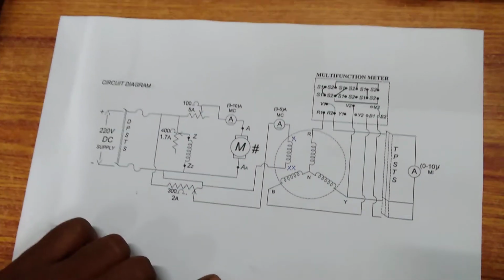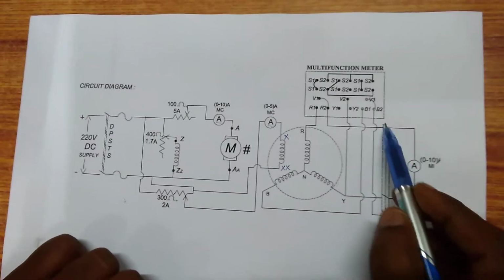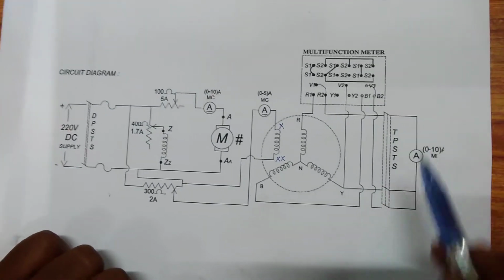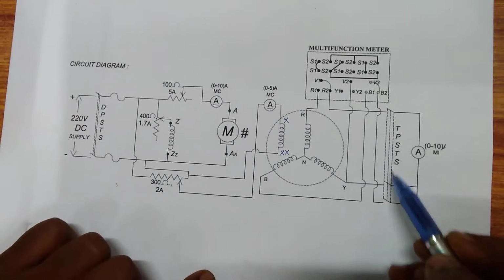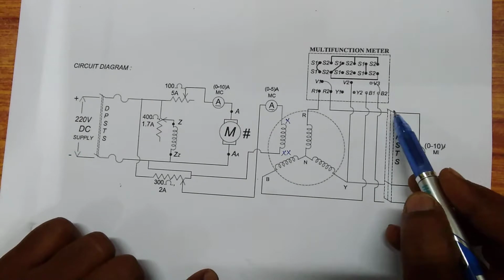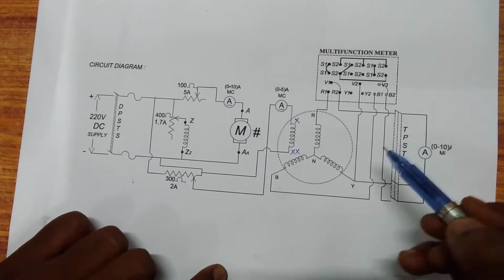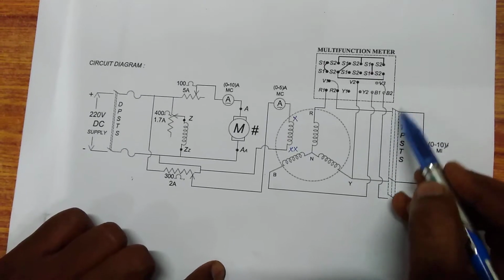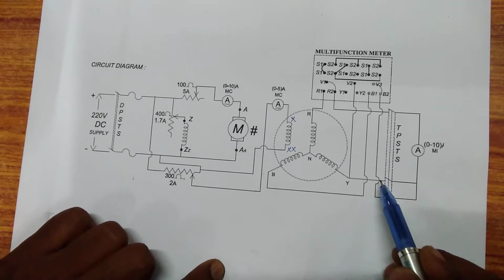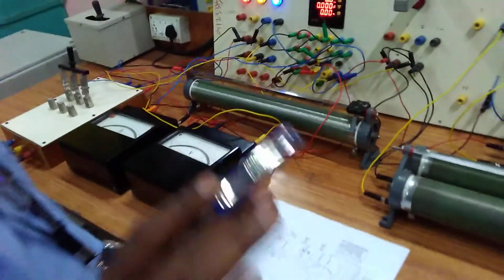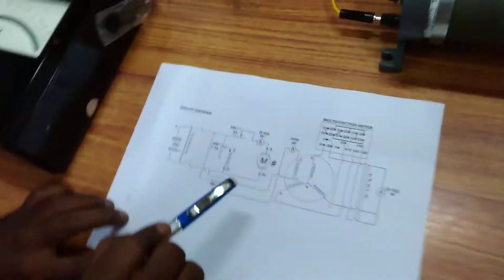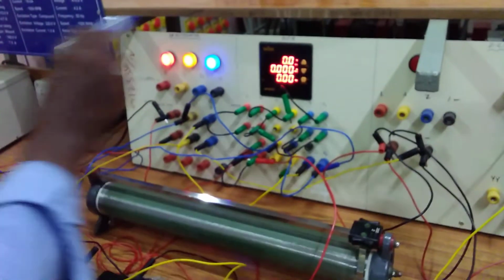Now in order to conduct the open circuit test, first of all this TPST switch is in open position, and if you want to obtain the short circuit characteristics, at that time the TPST switch is closed. Now, based upon this circuit diagram, the connections are made.